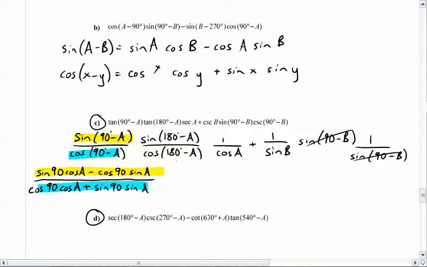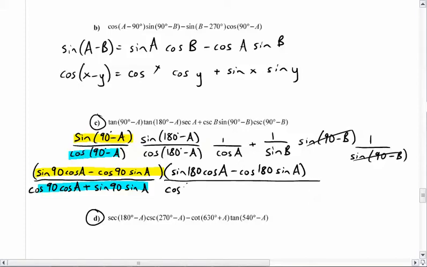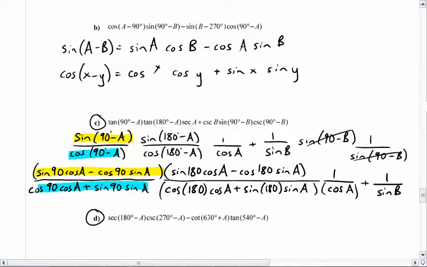Now I'll do that again with 180. Sine 180 cos a minus cos 180 sine a. And I'll do that with my denominator. That'll be cos cos plus sine sine. And then I have 1 over cosine still. So these are all terms here. And then I've got plus 1 over sine b. Whew, that was time consuming.